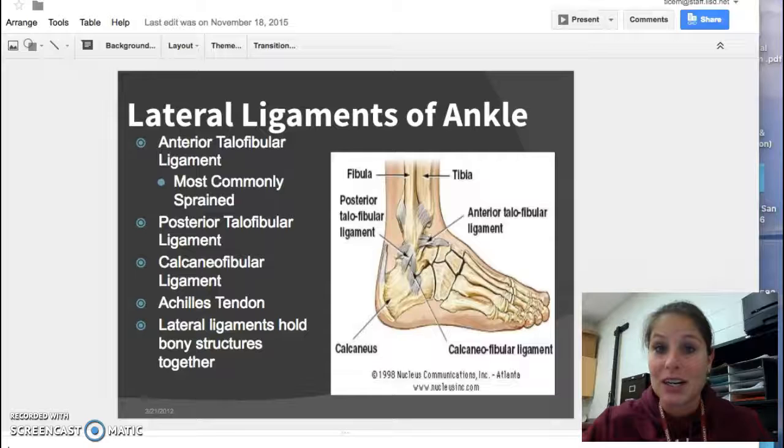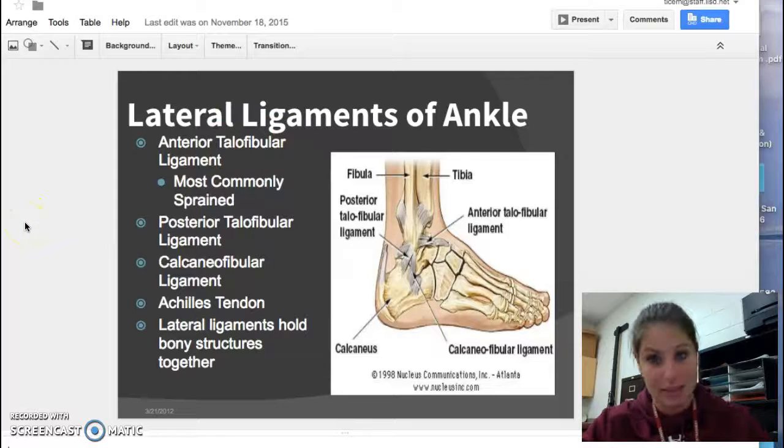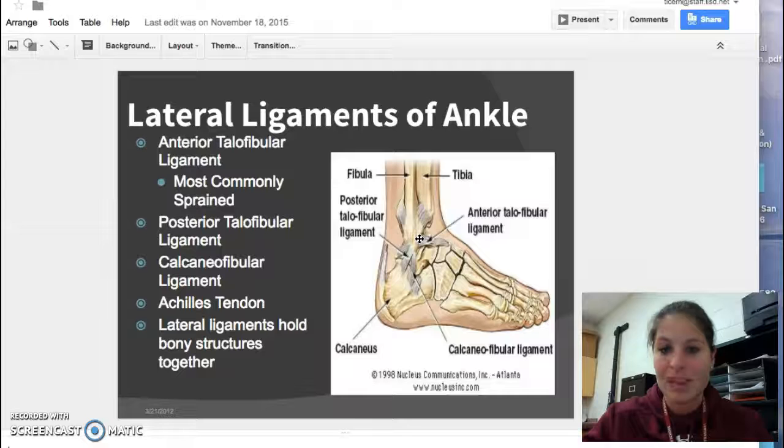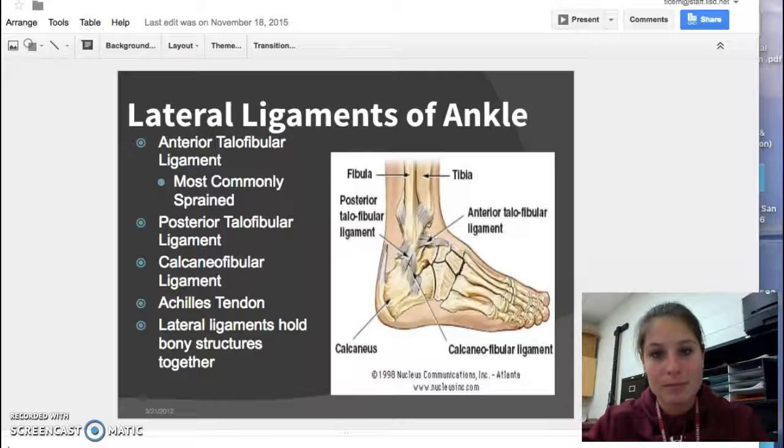We already know anterior means in front, and talofibular looks like the talus and the fibula, okay? Talus and fibula. So looking down here at our picture, this is the anterior side of the body. We've got the talus down here and the fibula right here. And where those two bones are connecting, there is a ligament, okay? The anterior talofibular ligament is the main one that we see with ankle sprains. Okay, we see that foot is having an inversion sprain, which we'll talk about in a few minutes. It's the main one that we see injured.